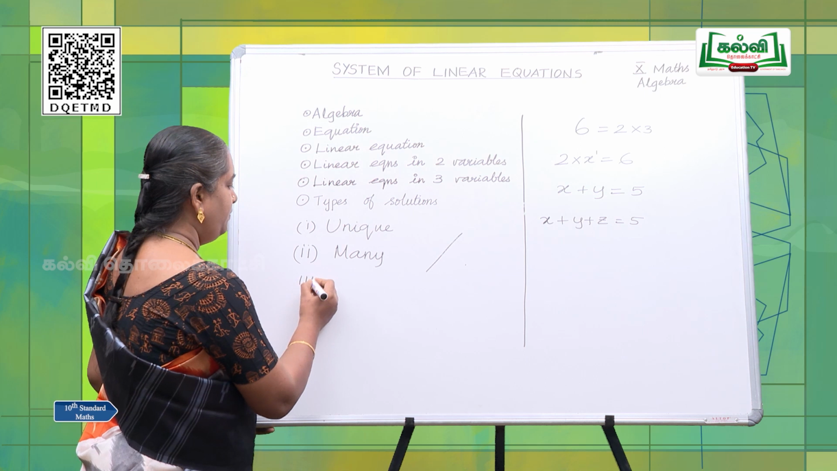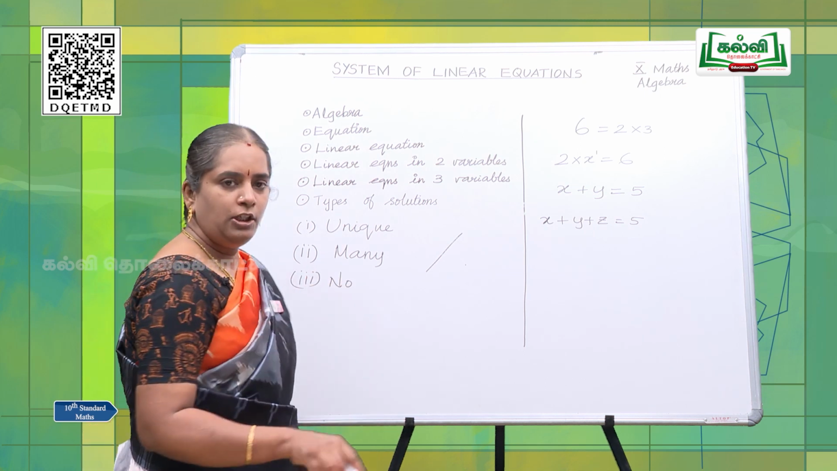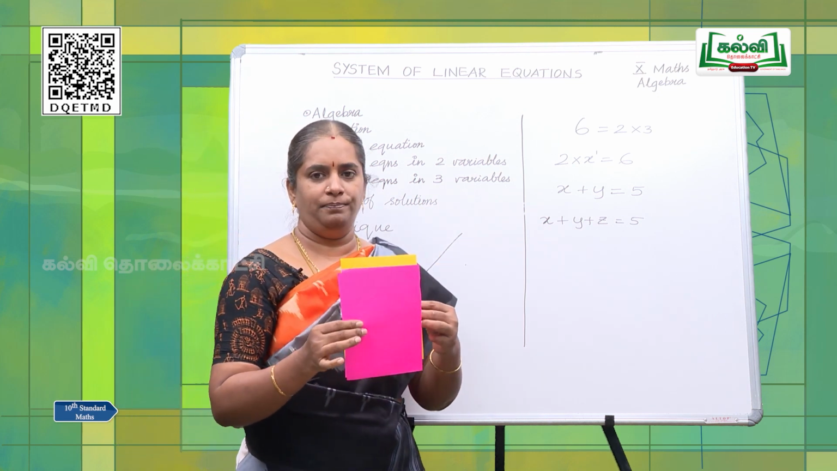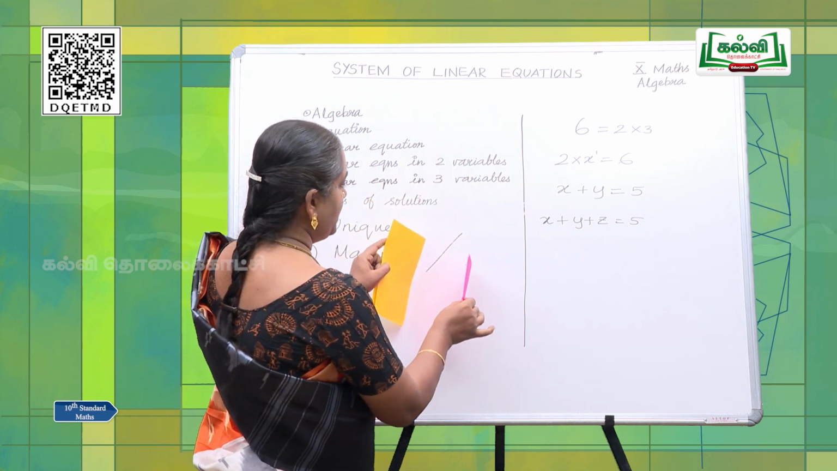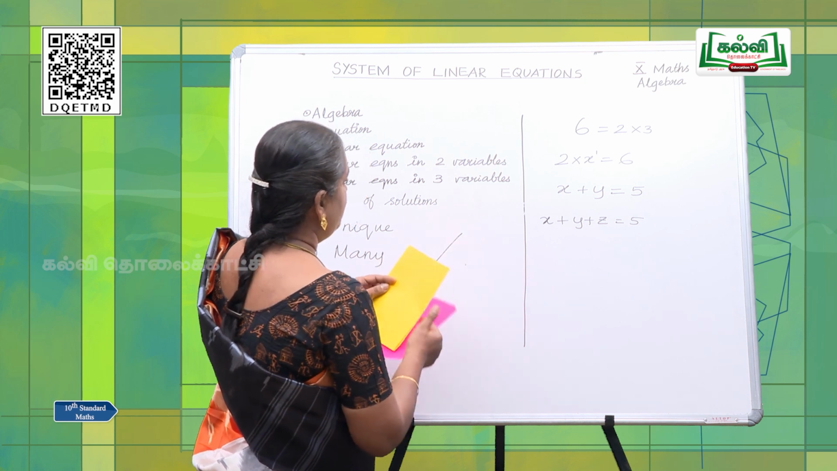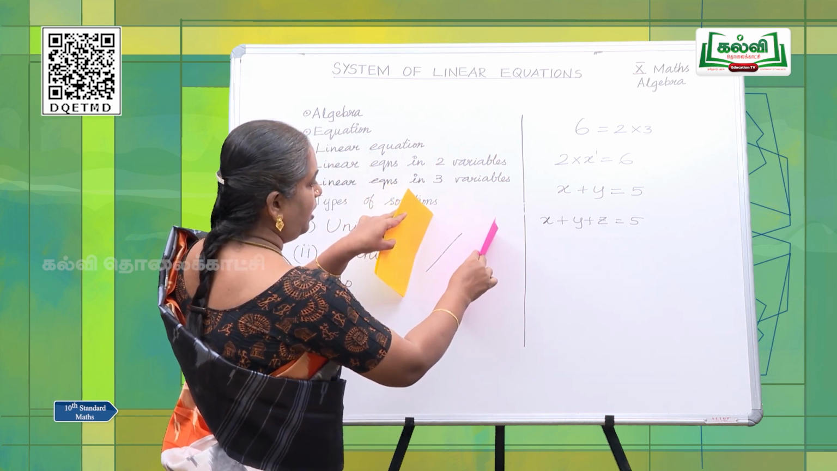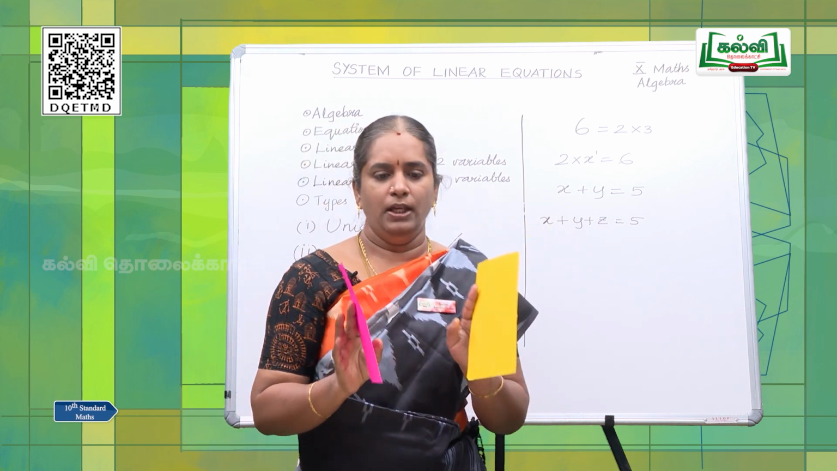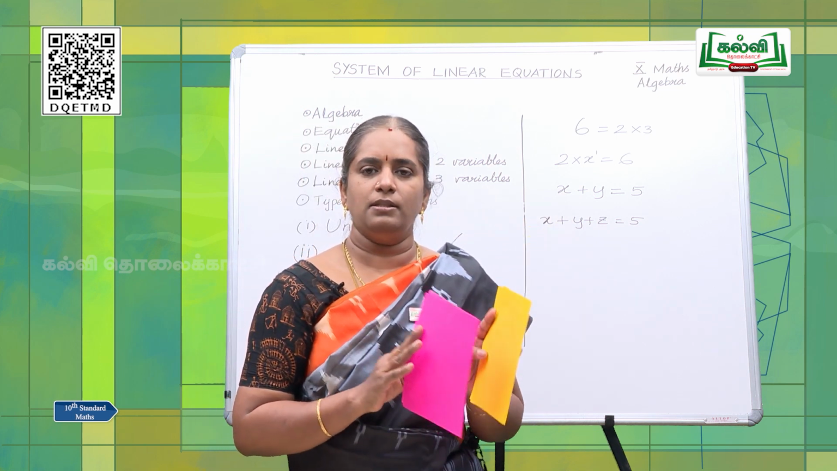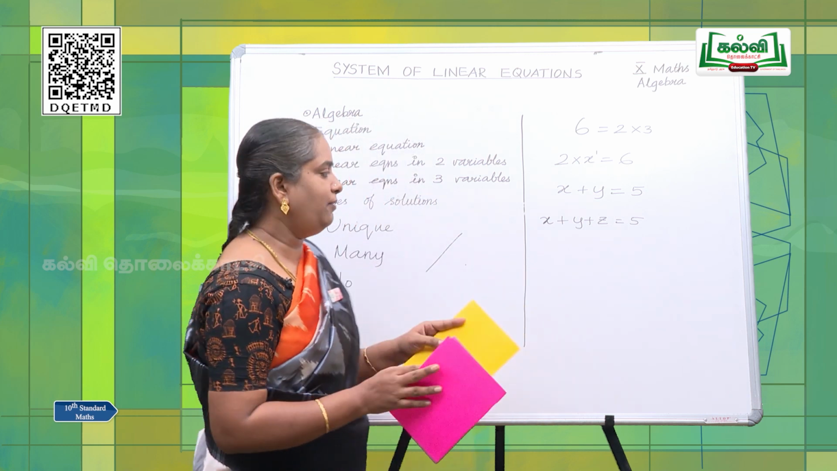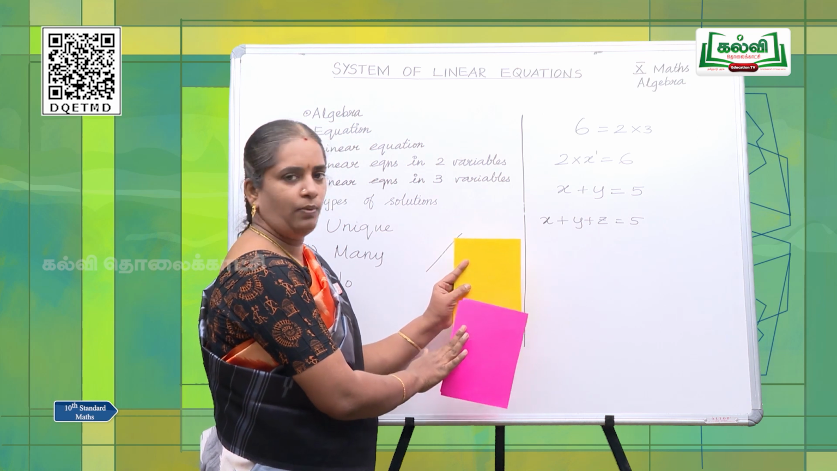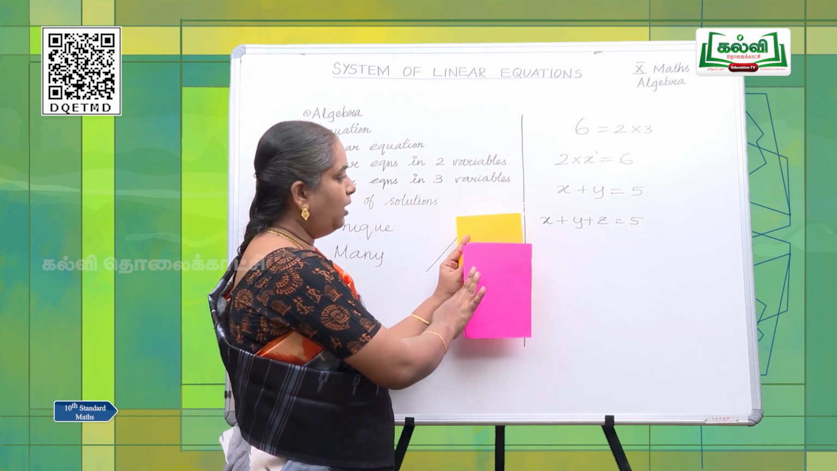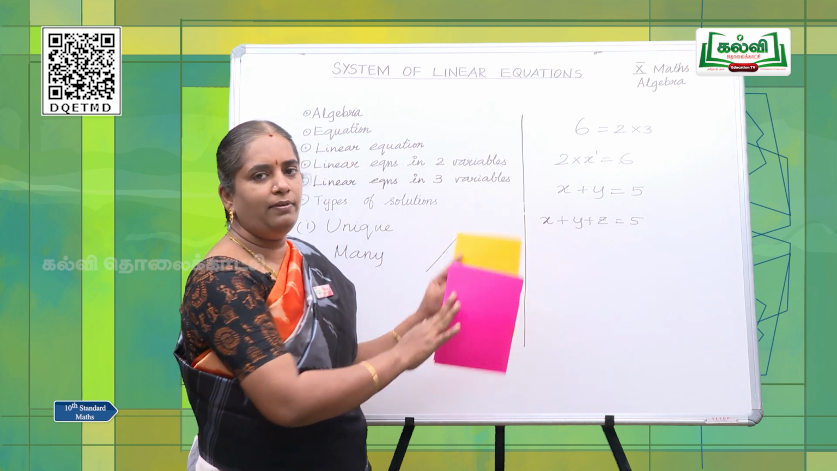So, the third case is no solution. No solution. Yes, see these two planes, I am going to place these two planes parallelly. Okay? See, we are going to place these two planes parallelly. Can we say that there is any common point of intersection? Do they meet? No, parallel planes will never meet. So, there is no point of intersection. So, there is no solution. So, for no solution, we may have all the planes also parallel to one another. So, the board is parallel to this yellow sheet and this yellow sheet is parallel to this pink sheet. So, all these are parallel to each other and they will never meet.